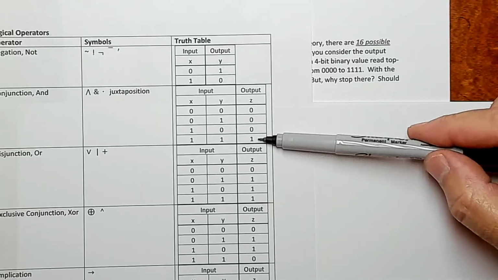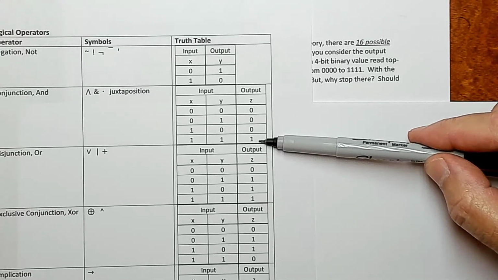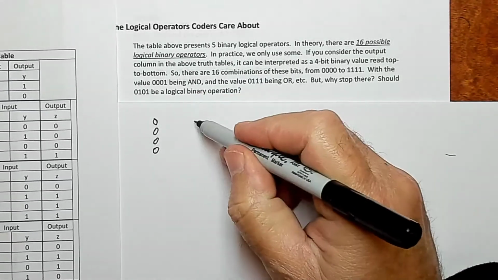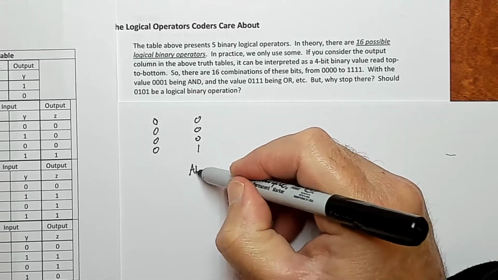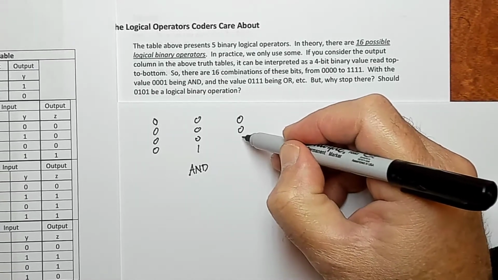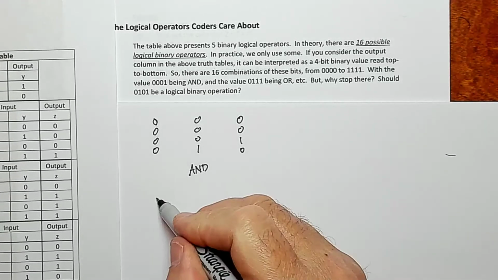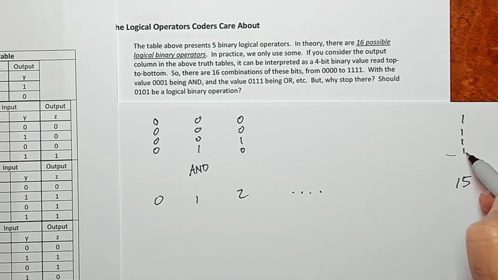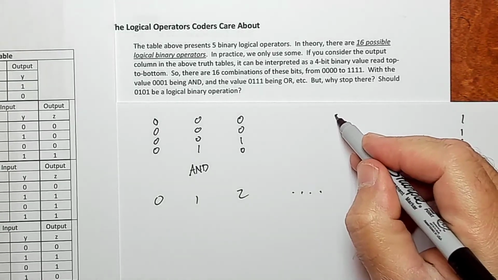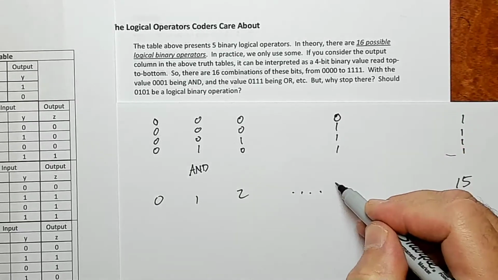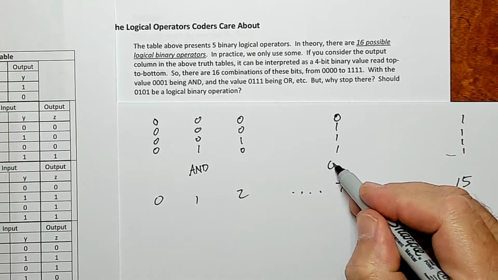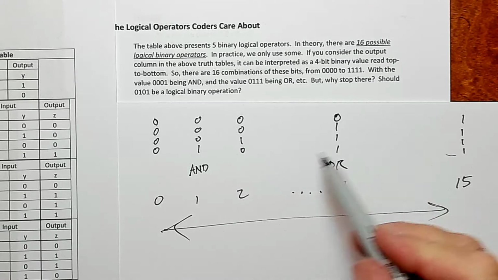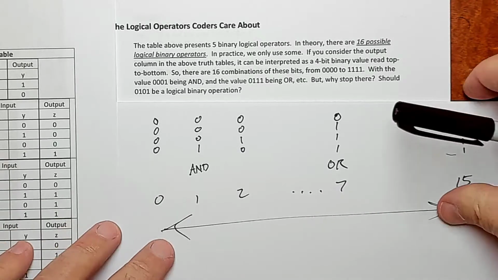So how many patterns are there of 4 bits? There's 16, right? You could start from 0, 0, 0, 0, then 0, 0, 0, 1, which is AND. Then you'd have 0, 0, 1, 0, so this would be 0, this is 1, this is 2, all the way to 15, which would be 1, 1, 1, 1. Somewhere in the middle is 0, 1, 1, 1, which is 7, which is OR. So there's 16. Implication is in here somewhere and bicondition is in here somewhere. There's 16 possible ones of these.